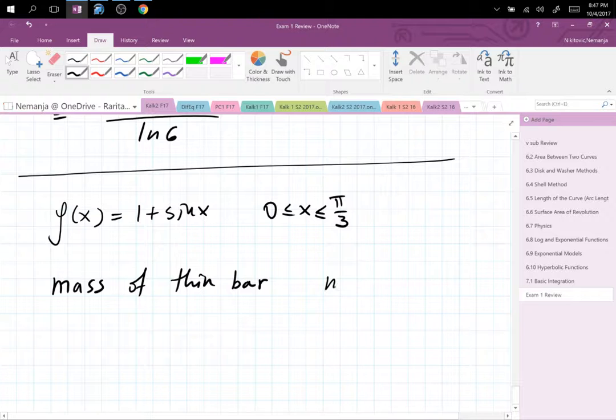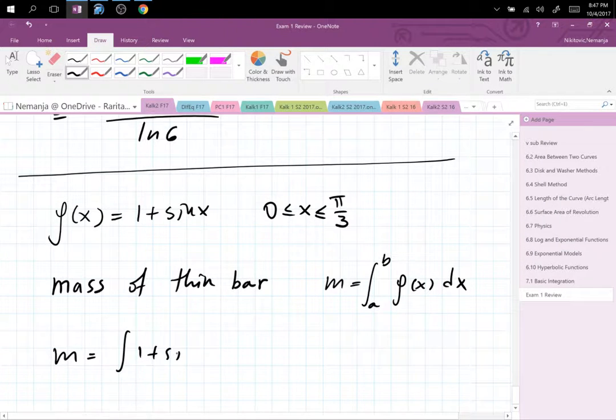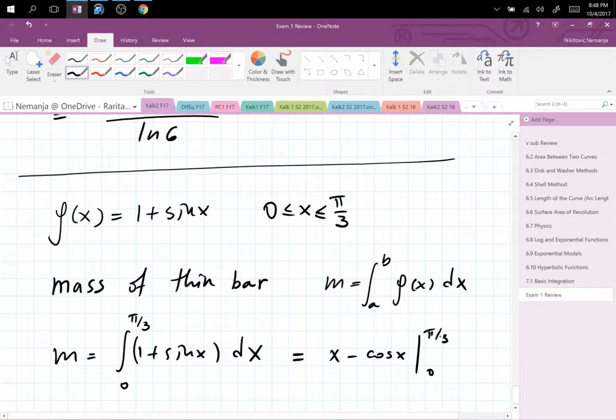Mass is defined as the integral of density. So mass is going to be the integral of 1 plus sine x computed from 0 to pi over 3 by dx. The integral of 1 is x. The integral of sine x is negative cosine x. And we have to compute from 0 to pi over 3.